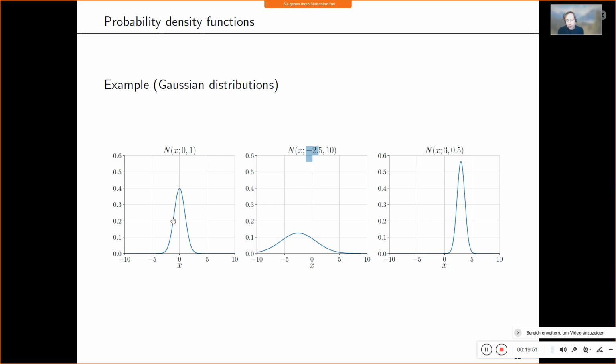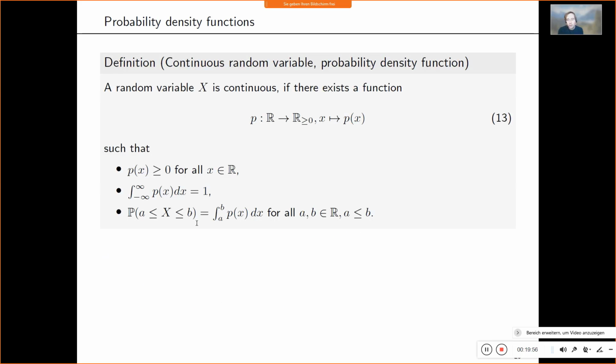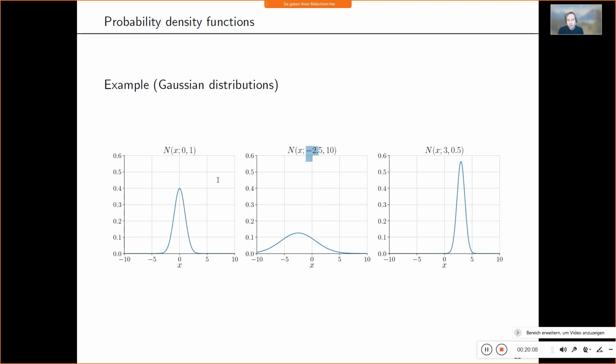And importantly, what you can read off of them are not probabilities. That's very different from what we've seen here for probability mass functions. Here you can read off that the probability for the random variable x to take on the value 2 is 0.5. Here you can read off all the time that the probability for the random variable x to take on a value, for example 1 here, is 0, because that's the case for all continuous random variables.